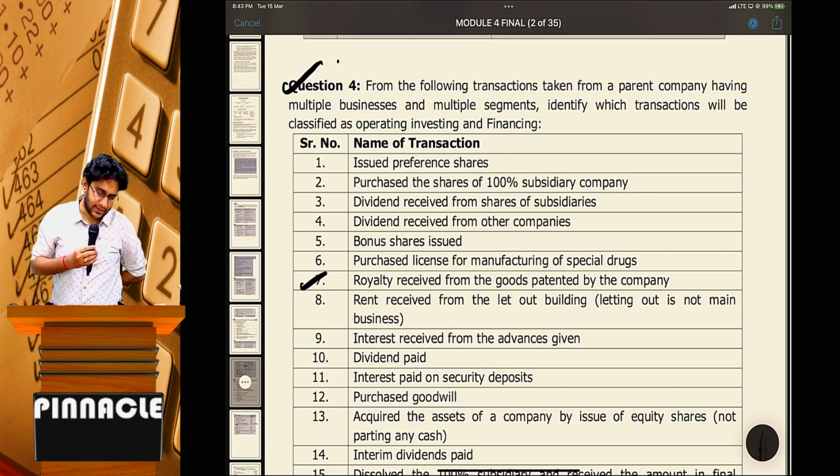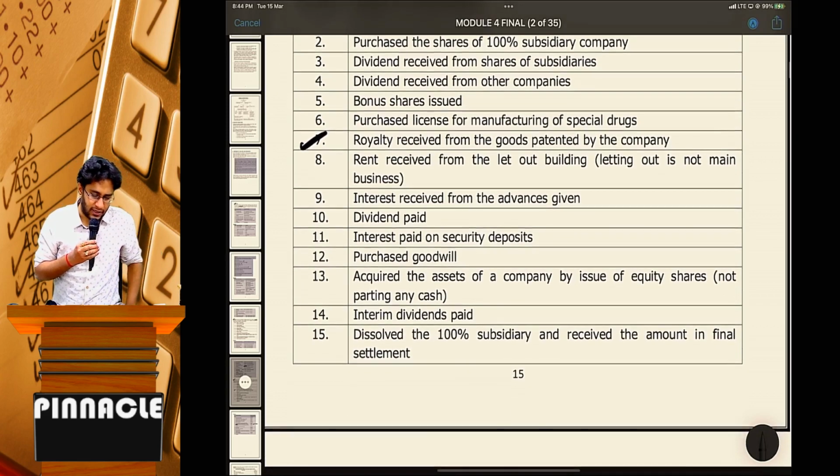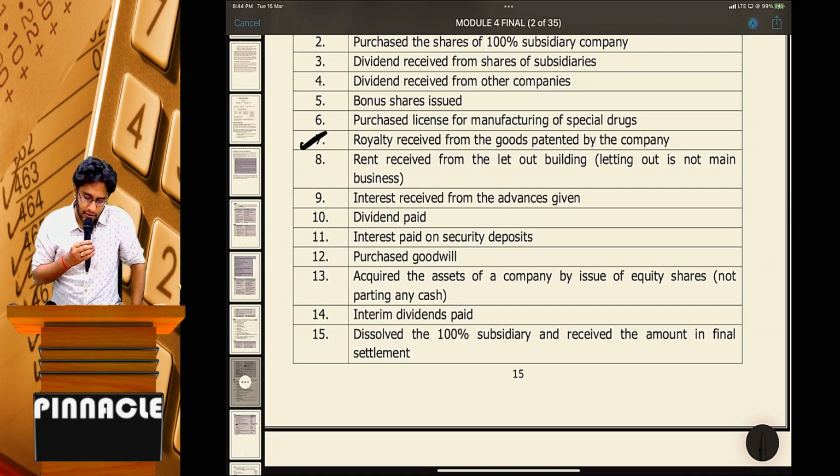Next, interest received from the advances given. Advance given is a loan given, with the interest received. Investing activity. Dividend paid. Financing activities. Interest paid on security deposit. Financing activity.